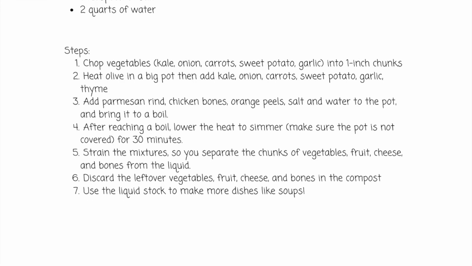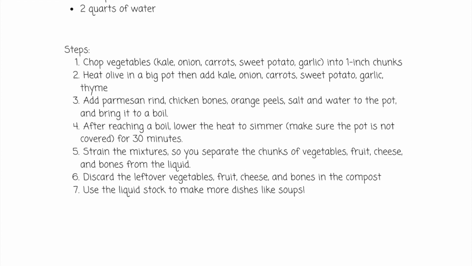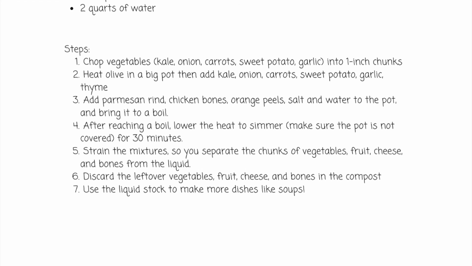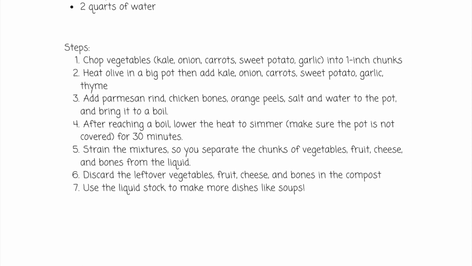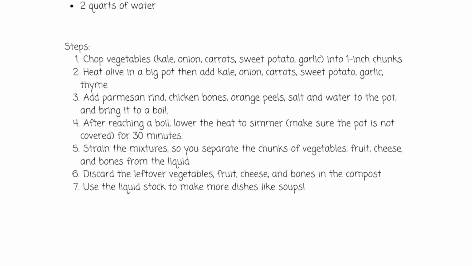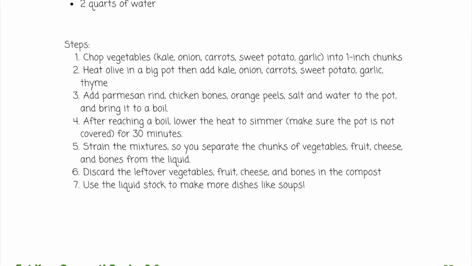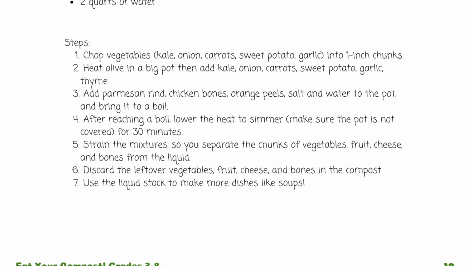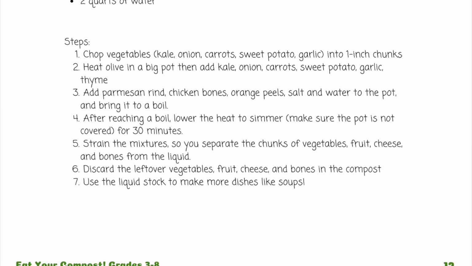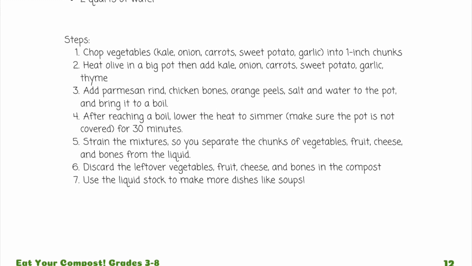Steps: 1. Chop vegetables: kale, onion, carrots, sweet potato, garlic, into 1-inch chunks. 2. Heat olive oil in a big pot. Then add kale, onion, carrots, sweet potato, garlic, and thyme. 3. Add Parmesan rind, chicken bones, orange peels, salt, and water to the pot and bring it to a boil.